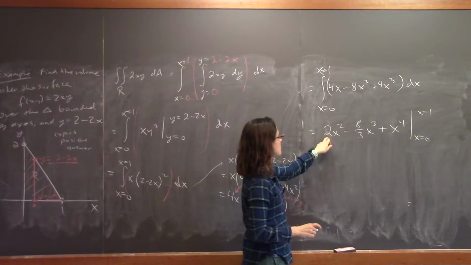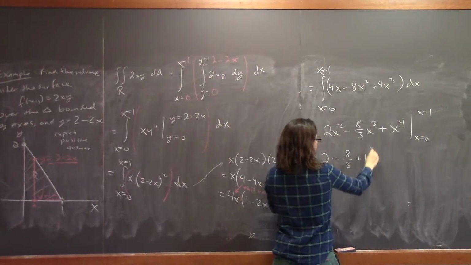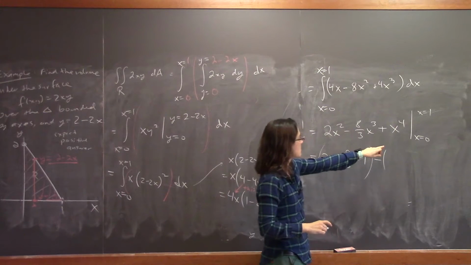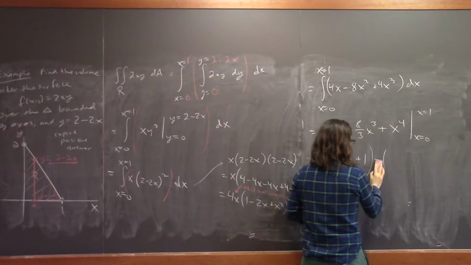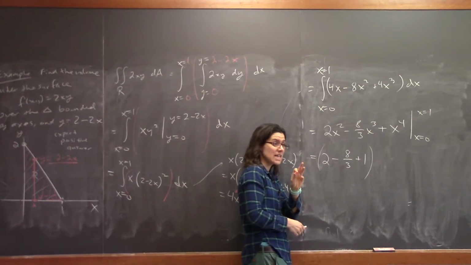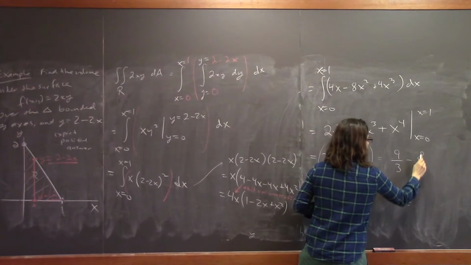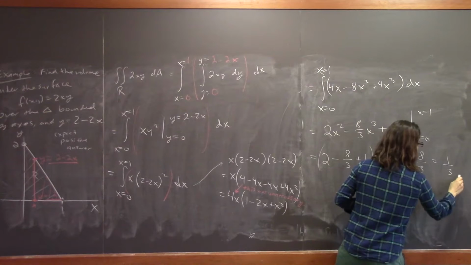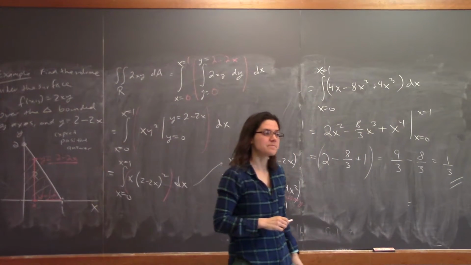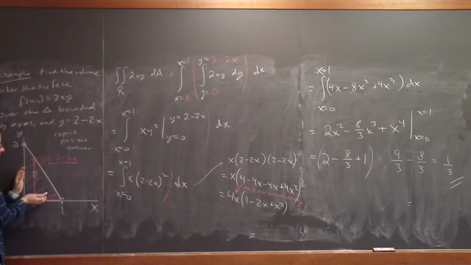So when we plug in x equals 1 here, we get 2 minus 8/3 plus 1. And then we subtract off what we get when x equals 0, which is 0. Okay, so we won't subtract. Okay, and notice that 2 plus 1 is 3, which is 9/3. So this is 9/3 minus 8/3, which is 1/3. Okay. And we expected to get a positive answer because this function is either 0 or positive everywhere. So we're not surprised that we got 1/3. Sounds like a reasonable answer.